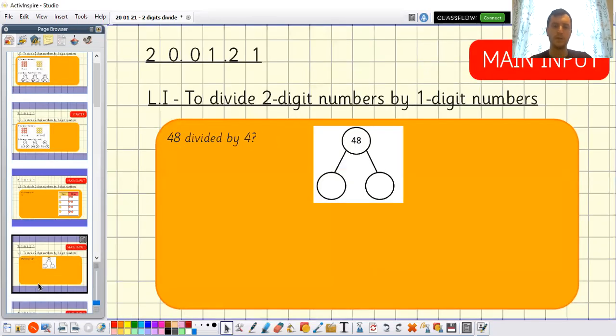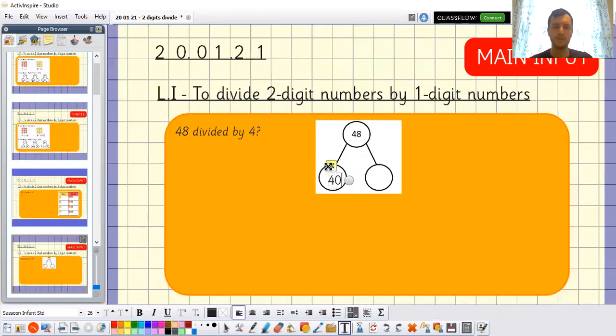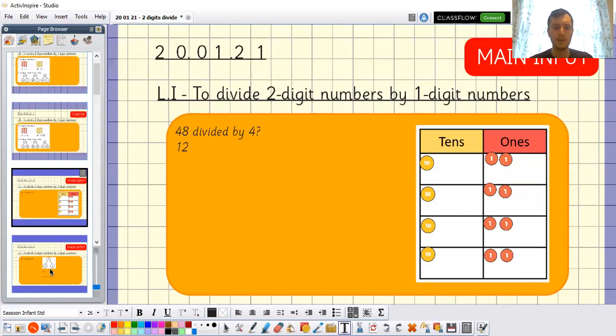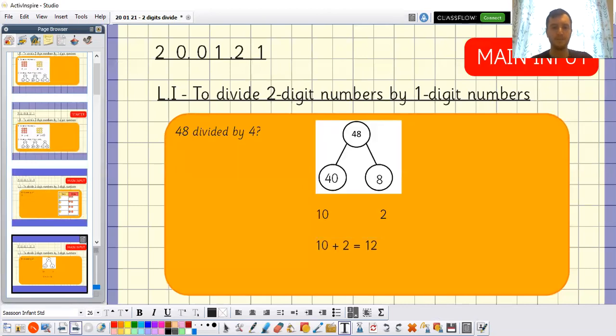Now let's look at the partitioning method for that as well. So if I'm partitioning 48, 48 can partition into 40 and 8. Now, I'm dividing both of them by 4 because the question says divided by 4. So 40 divided by 4 is equal to 10. And 8 divided by 4 is equal to 2. Now I need to add those together. So 10 plus 2 is equal to 12. And you can see we get the same answer using both methods.